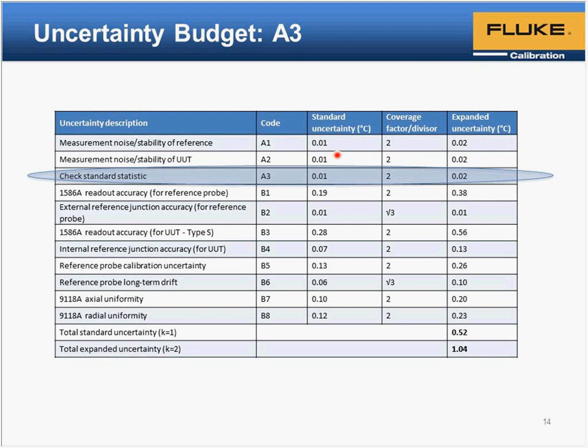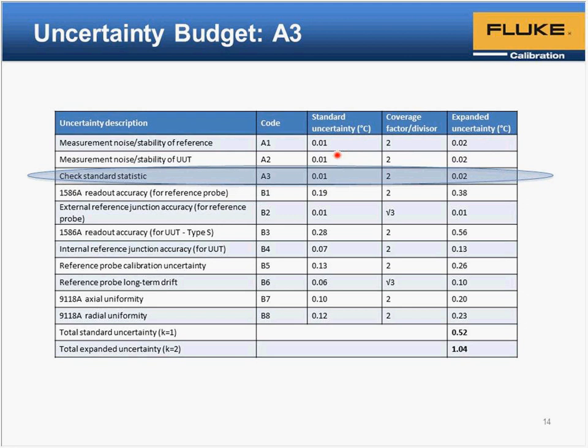Okay, the check standard statistic. It's not required to use a check standard, but in a calibration process where you are calibrating a temperature probe, either use a check standard to represent thermal effects that may occur in the calibration system, or the UUT repeatability. If you don't use a check standard, then there's an obligation to understand the thermal effects that can occur in the calibration system, specifically the repeatability of the UUT.